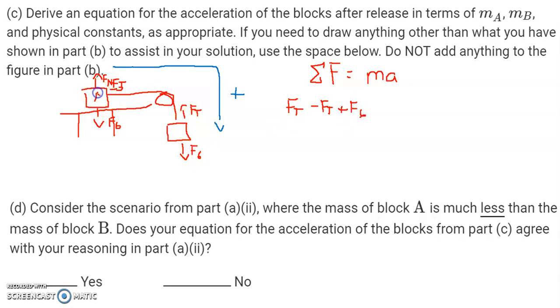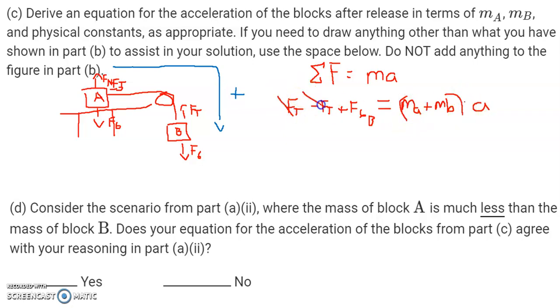And this is block A. This is block B. So the force of gravity is caused by block B. This is the mass of the system because we're looking at both blocks. So mass of A plus mass of B, and this is all times acceleration.